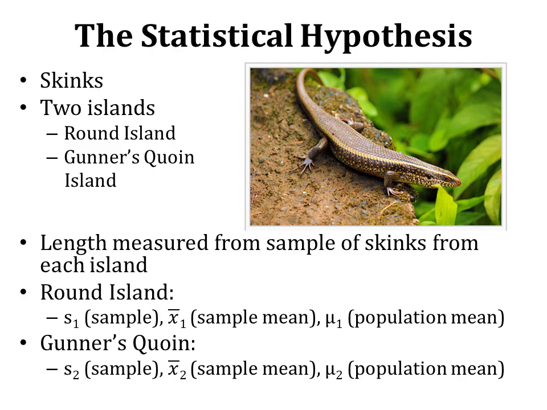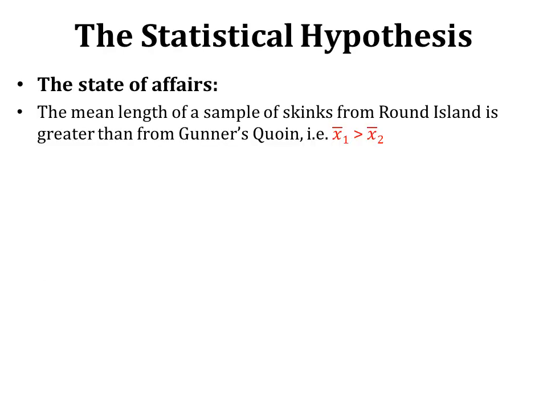So what we did was we took samples from two islands and measured the length of skinks from those samples. So what we found was, what was the state of affairs? The state of affairs is that the mean length of a sample of skinks from Round Island is greater than from Gunner's Queen, which means that the sample mean from Round Island, which is X1 bar, is greater than the sample mean from Gunner's Queen, which is X2 bar. So this is our state of affairs, that we took two samples, and these samples had different mean values. One was greater and the other one was smaller.